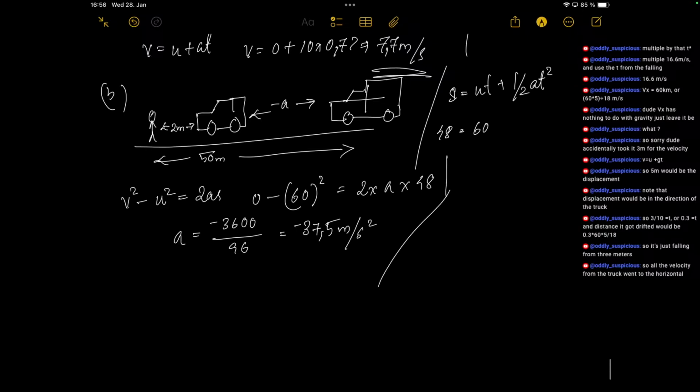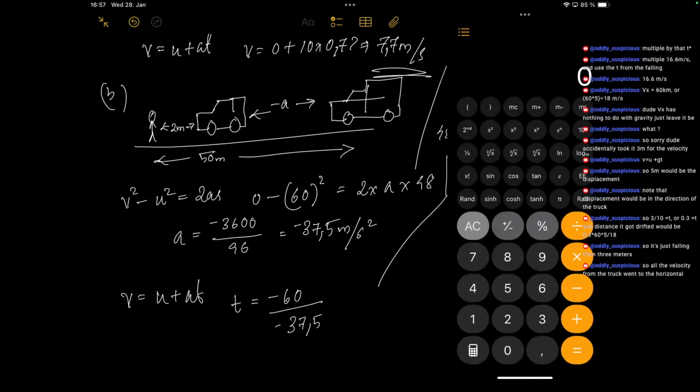You know what? I could use S equals. Oh, I don't know T. Come on. Wait. V equals. So you're telling me it's 1.6 seconds. Let's test this.